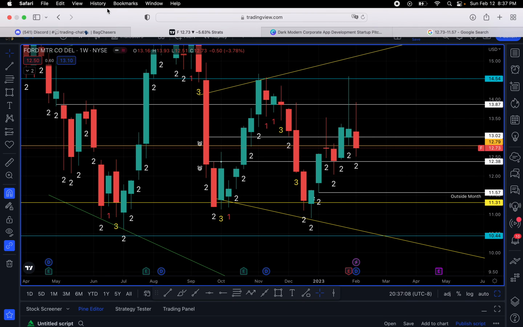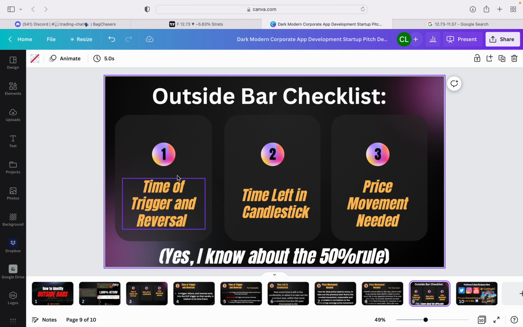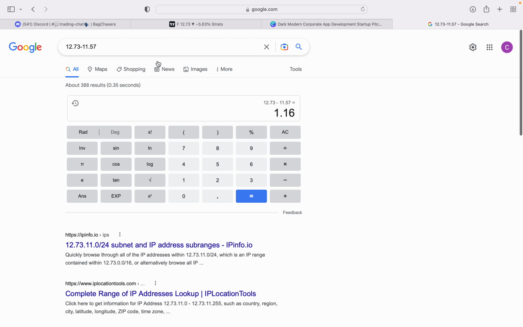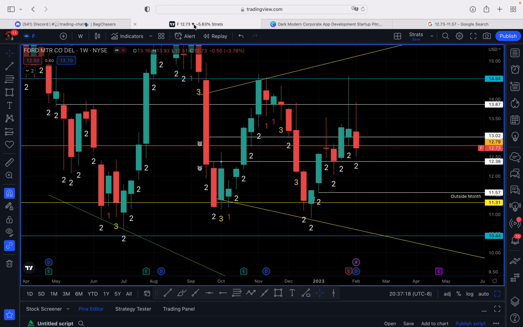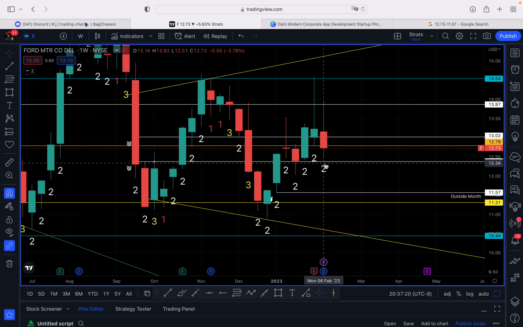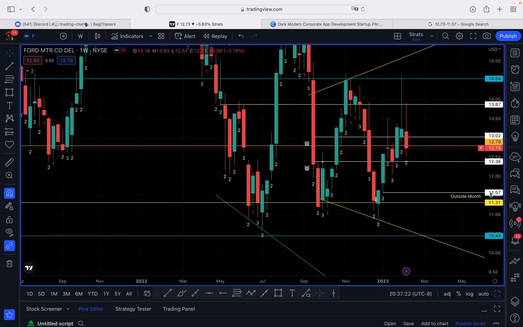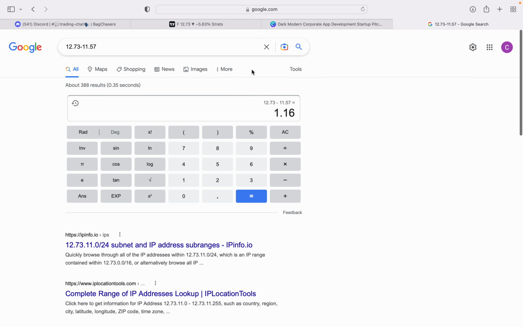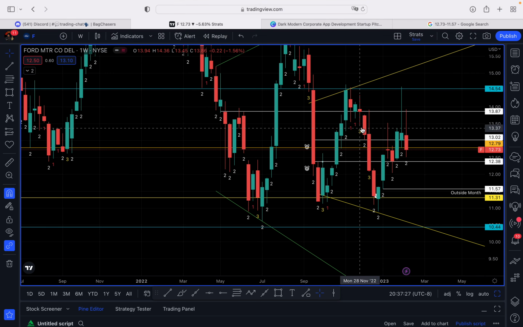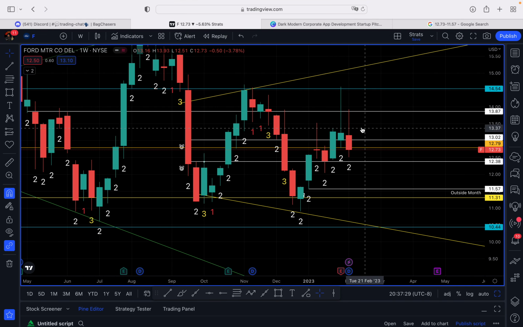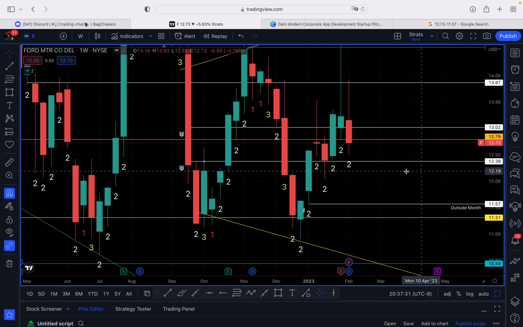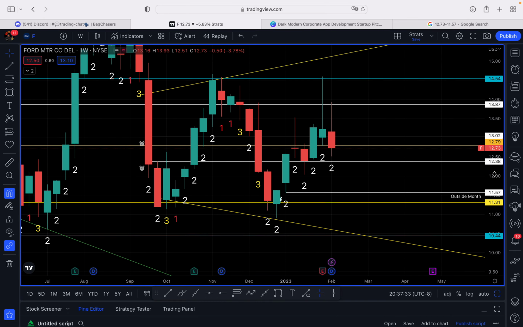We have 12 days, right? And we already saw time of trigger and reversal. That's already out the door. So now we're looking at number 2 and number 3. And so me coming to a consensus, I'm thinking, all right, we need Ford to move $1.16 in 12 days. And Ford can do that in about 3 days.